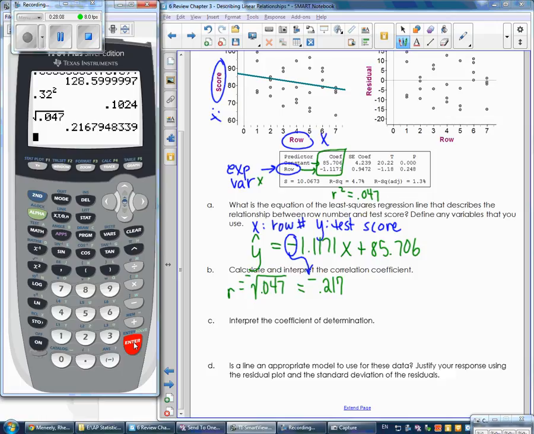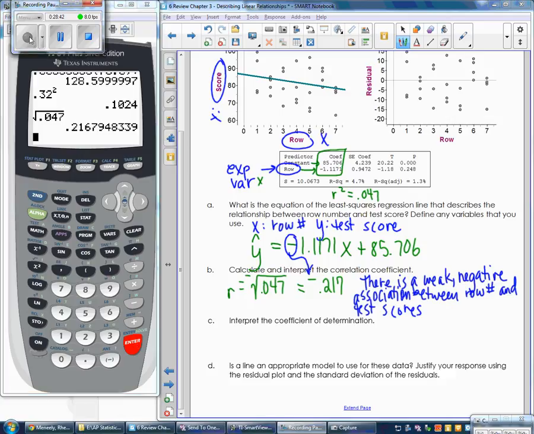If we interpret the correlation, because this value is so close to 0, I think we can say there is a weak negative association between row number and test scores. However, I would not call this association linear.